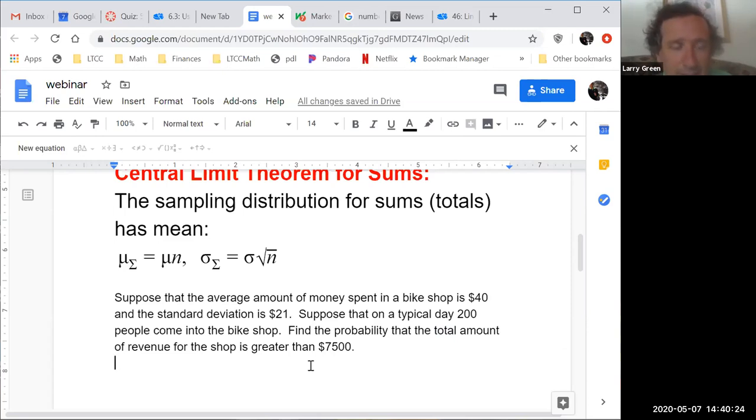Okay, so because of that, what we can do is copy and paste the formula and then just plug in. So mu sub sigma, what was mu? That's given. What number was mu?